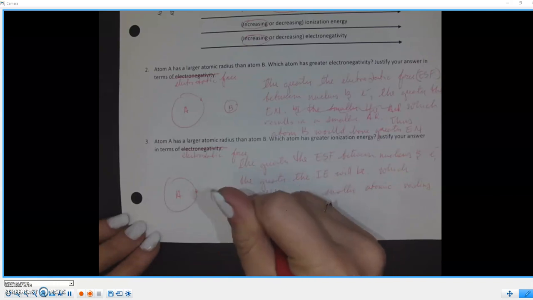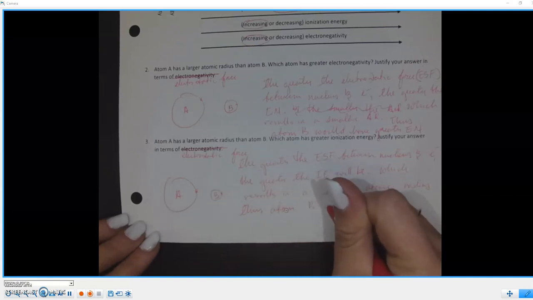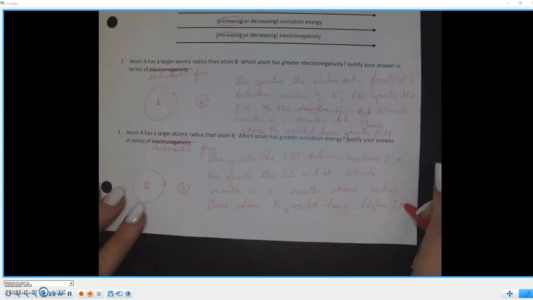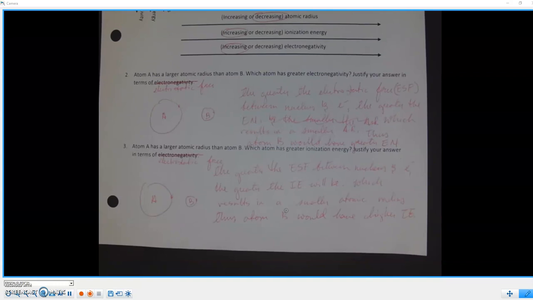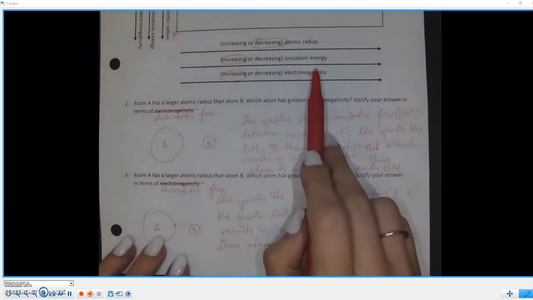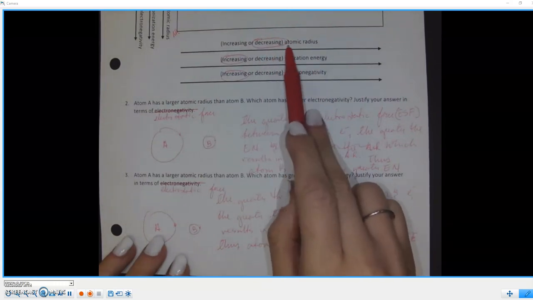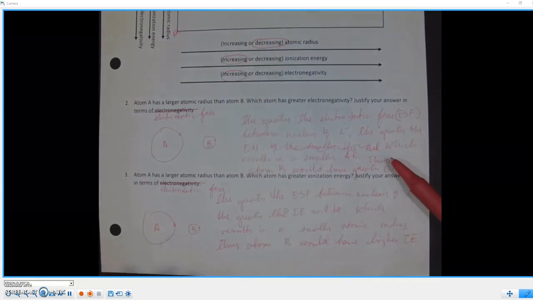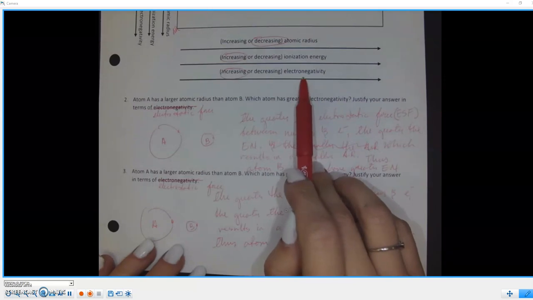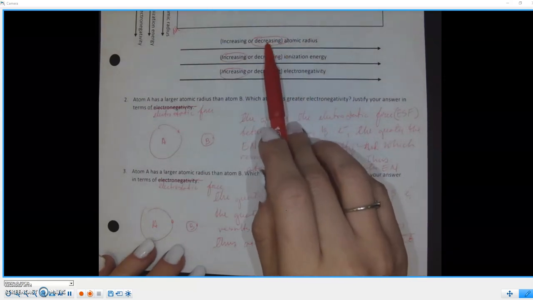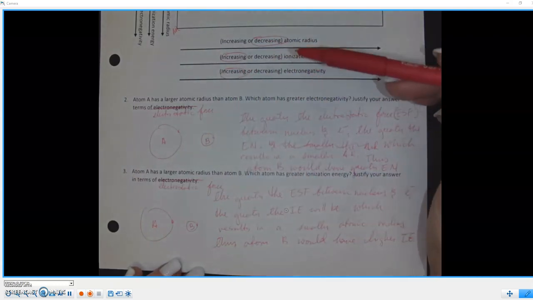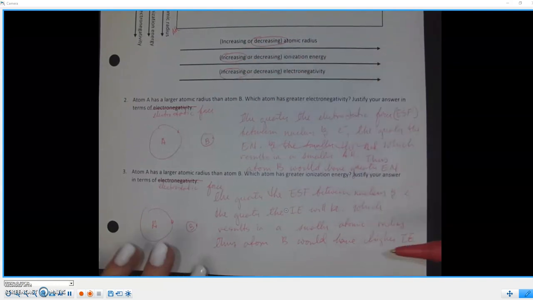So thus, atom B would have higher ionization energy. So one more time, that relationship between atomic radius and ionization energy is inversely proportional. When one is big, the other one's small, and when one is small, the other one's big. Same with atomic radius and electronegativity, inversely proportional. When atomic radius is small, then electronegativity is big. But the relationship between ionization energy and electronegativity is proportional. When one is big, the other one is big.